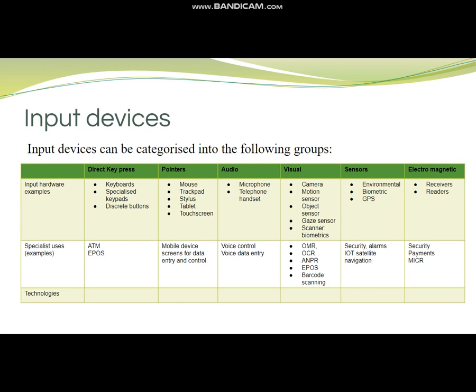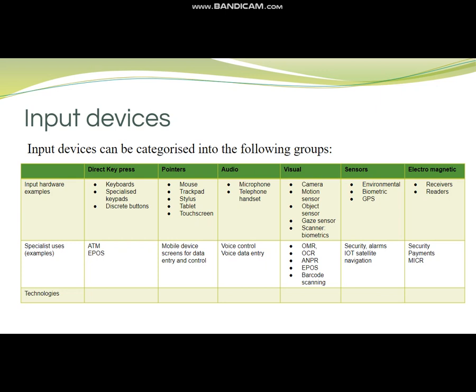instructions to the computer. There are example hardware here, so they come into different categories. Direct key press input devices will be keyboards, because of course that's where you've got keys that you can press. You can have concept keyboards that allow you to have limited functionality. For example, if you go to a supermarket, the keyboards there might be used to select which items you are looking to scan, and those would be specialized keyboards.